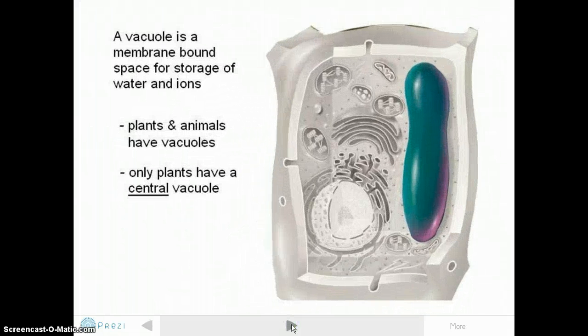Okay, next we have the vacuole. Vacuoles are used for storage. In plants, they usually have one giant vacuole, whereas in animal cells, they're going to have lots of little vacuoles. So on your answer sheet, you have answer choices C and D, vacuole for animal and vacuole for plant. C matches number 15, and D matches number 14.